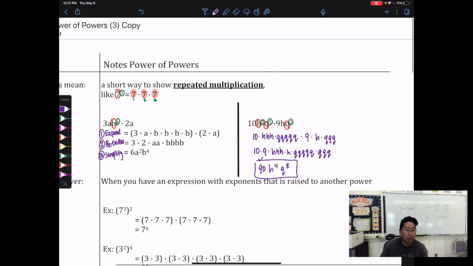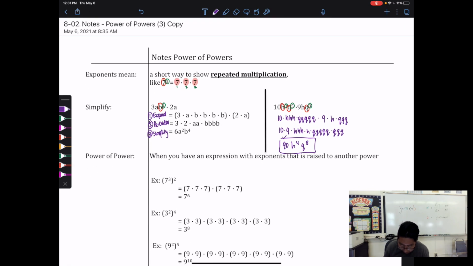So this is just what we learned yesterday or the day before or whenever we took those notes, okay? Today we're focused on power of power. So what does that mean? Power of powers means when you have exponents or an expression with exponents, and that's going to be raised to another power.